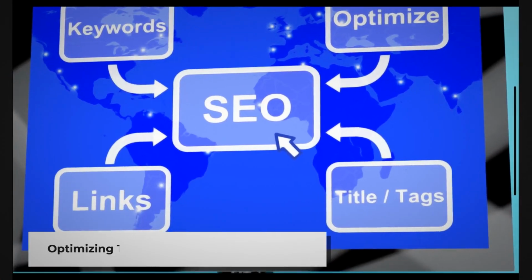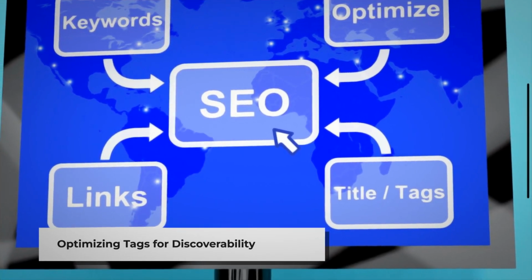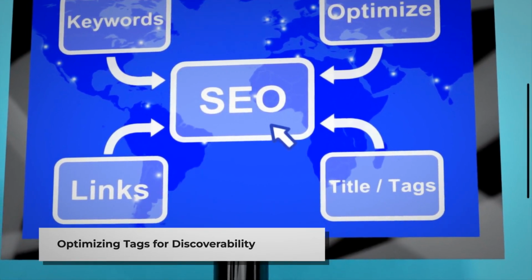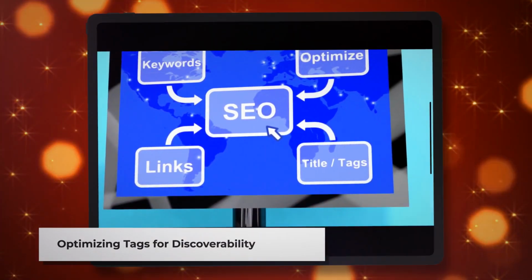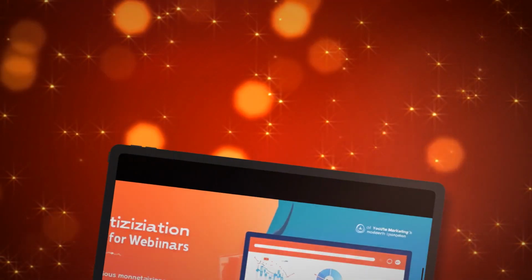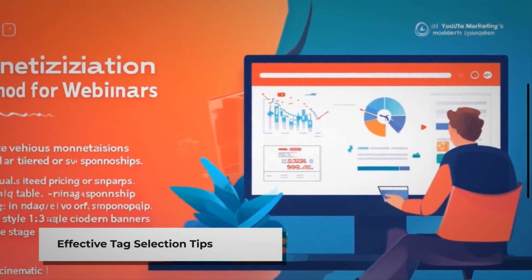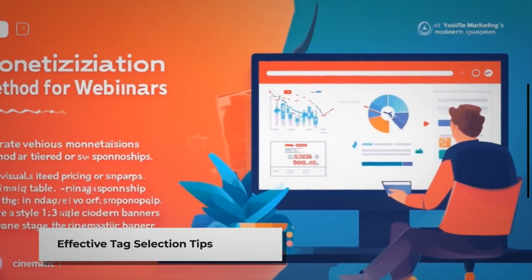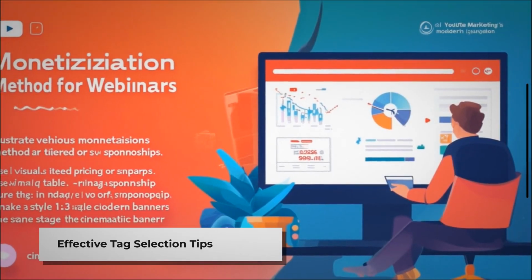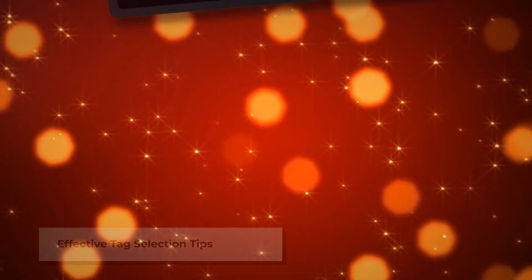5.2 Using tags and categories. Explain how to use tags and categories to enhance video discoverability. Provide tips for selecting the most relevant and effective tags. Example: demonstrate using YouTube's tagging features to optimize a video.